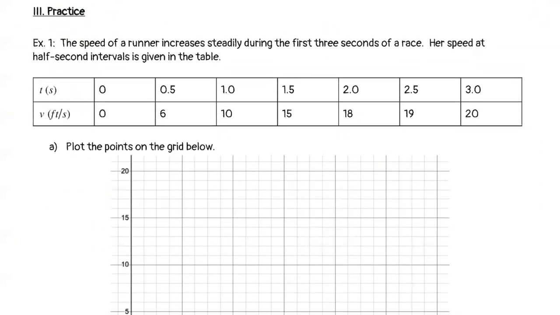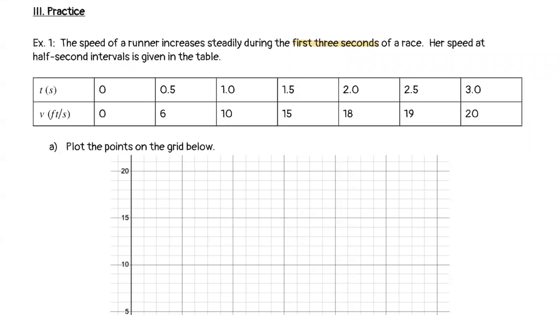And in particular, we're going to start with this idea of a runner. And so we have the speed of a runner, and we've measured it over the first 3 seconds of a race. There might be longer periods of time to the race, but we're only looking at the first 3 seconds. And we've measured that speed every half a second. So at 0 seconds, at a half second, 1 second, 1.5, 2, 2.5, and 3 seconds, we're saying, let's find out how fast she's moving at that particular time.